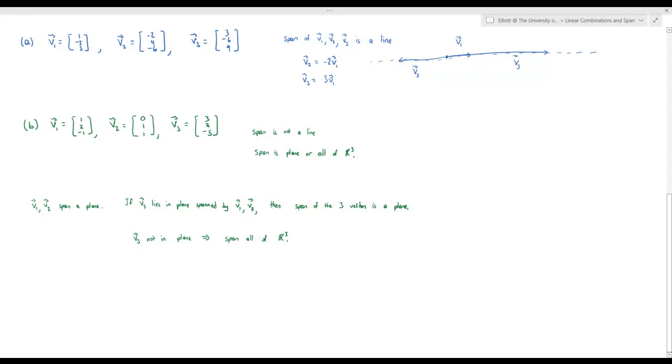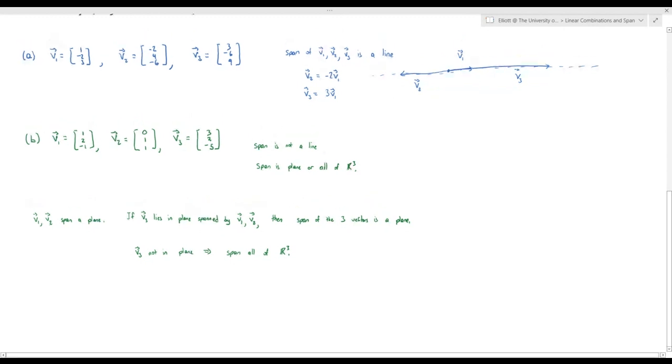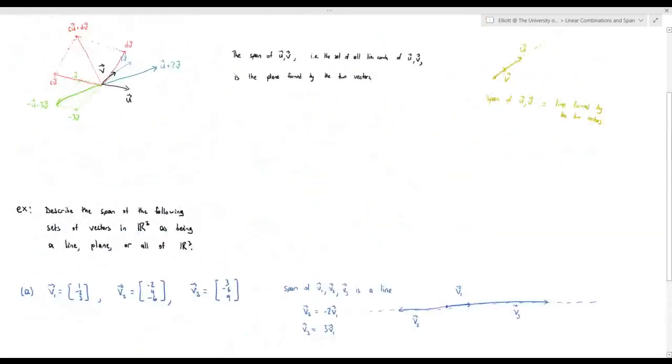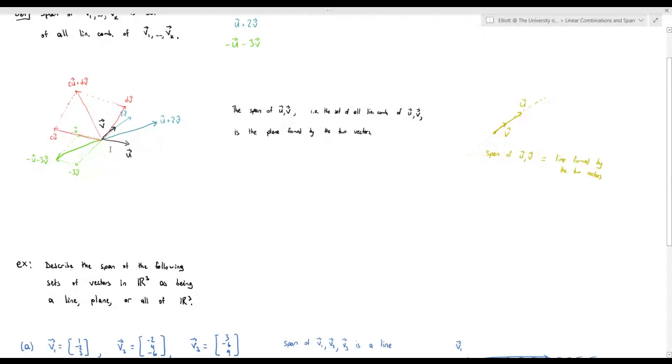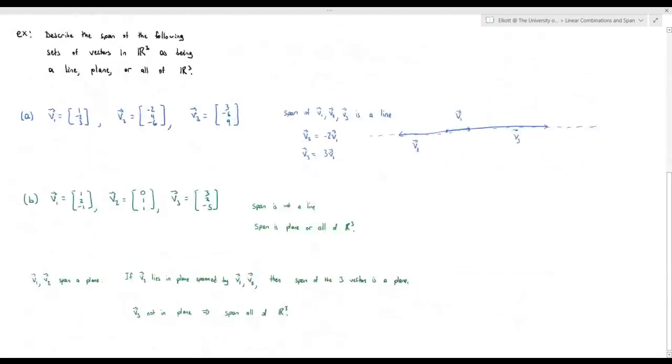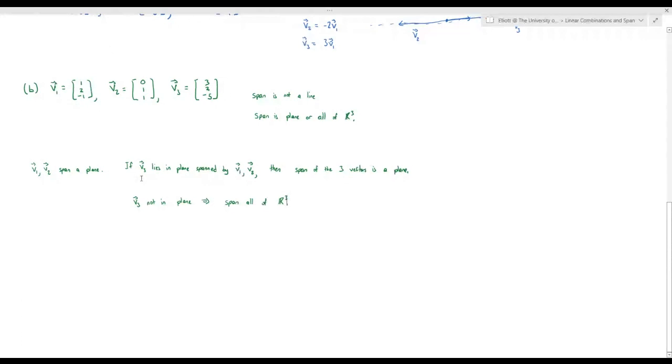Okay. So then how to check if V3 lies in the plane spanned by V1 and V2. Well, remember that the plane spanned by two vectors like this, algebraically, is the set of all linear combinations of those two vectors. So checking to see whether V3 lies in the plane spanned by V1 and V2 is going to be equivalent to checking if V3 is a linear combination of V1 and V2. Okay.